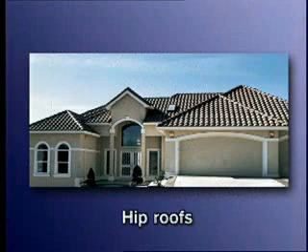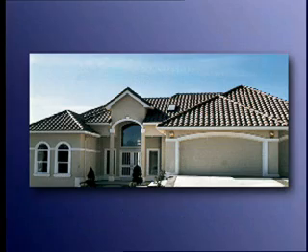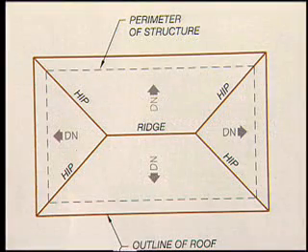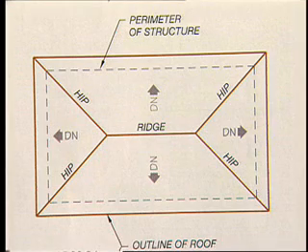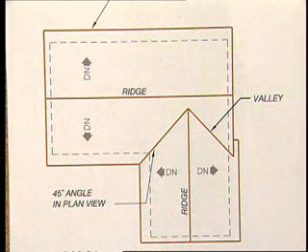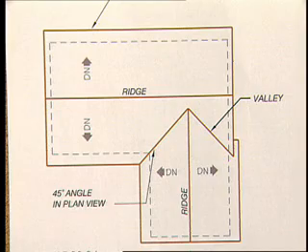Hip roofs have surfaces inclined from all wall edges. The intersection of roof planes is called the hip. Its roof plan typically has the hips drawn at 45-degree angles. Hip roofs with intersecting roofs will have valleys that are drawn similarly to the hips.